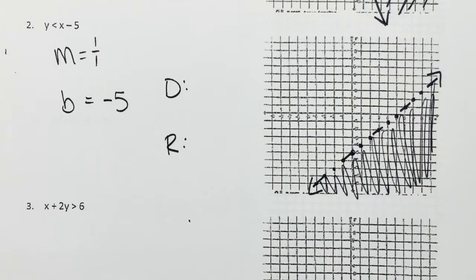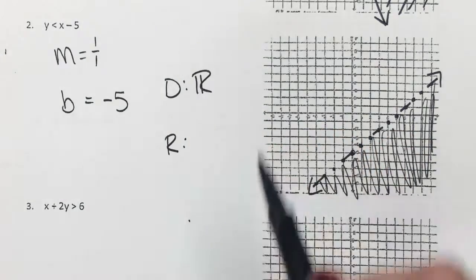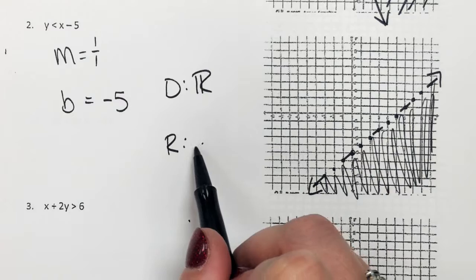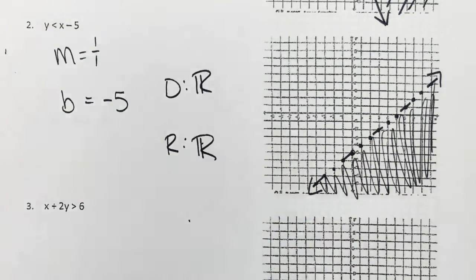Okay, we're going to do domain and range. What's your domain? All real numbers, yeah. And your range? There you go. They're both all real numbers. All right, number 3 is different, though. What's wrong with number 3?